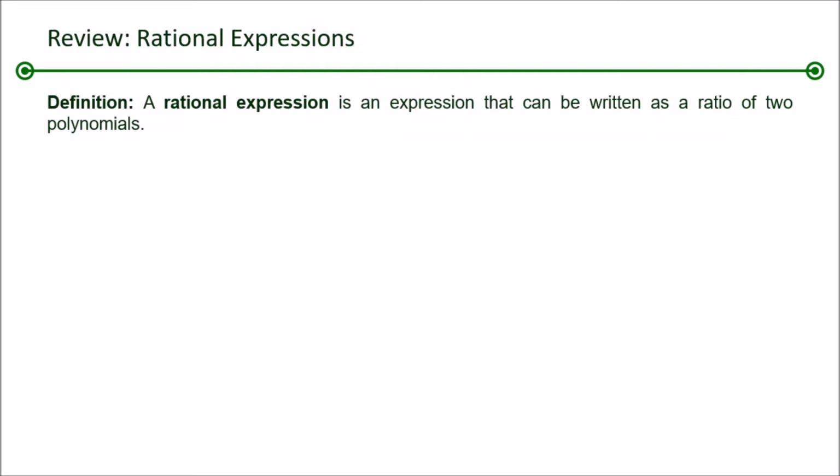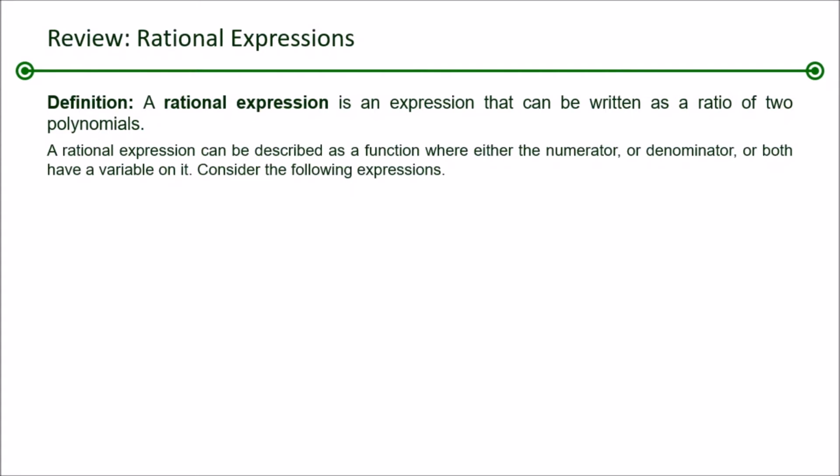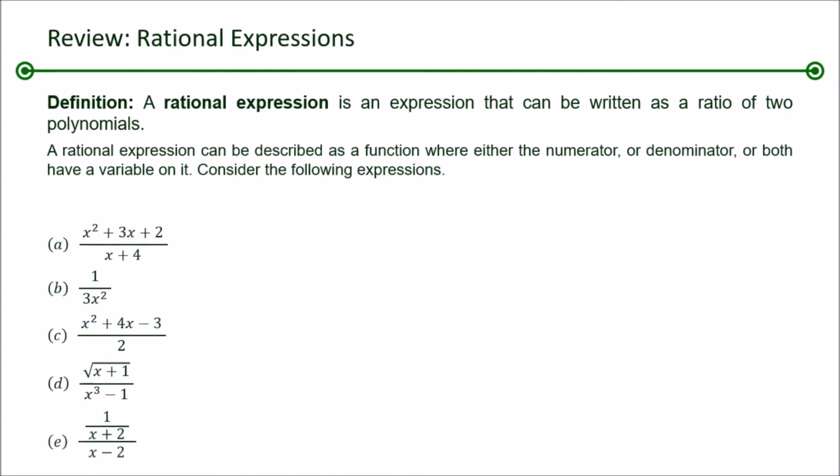Review. Rational expressions. Definition. A rational expression is an expression that can be written as a ratio of two polynomials. A rational expression can be described as a function where either the numerator or the denominator or both have a variable on it. Consider the following expressions. Now we identify which of the following are rational expressions.